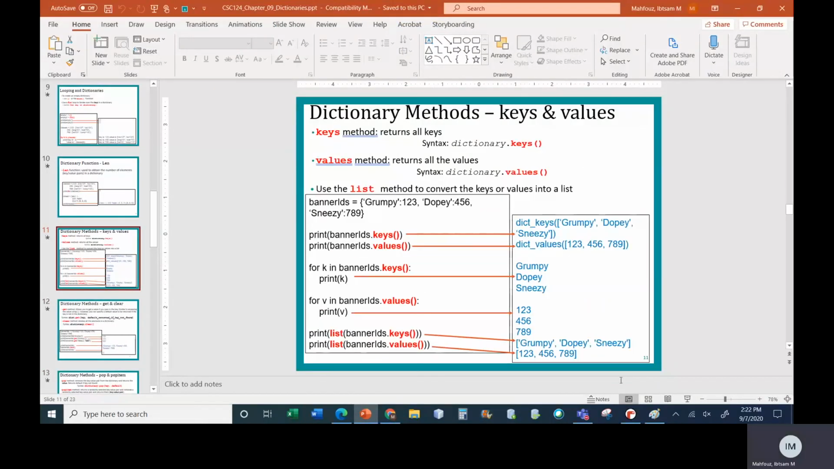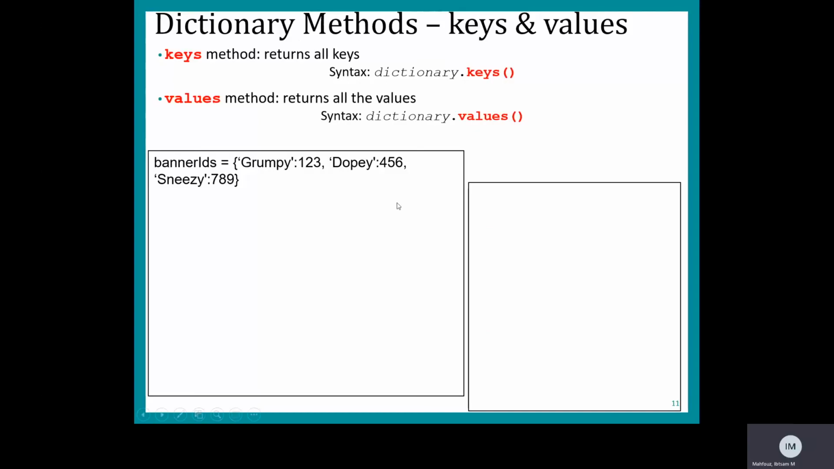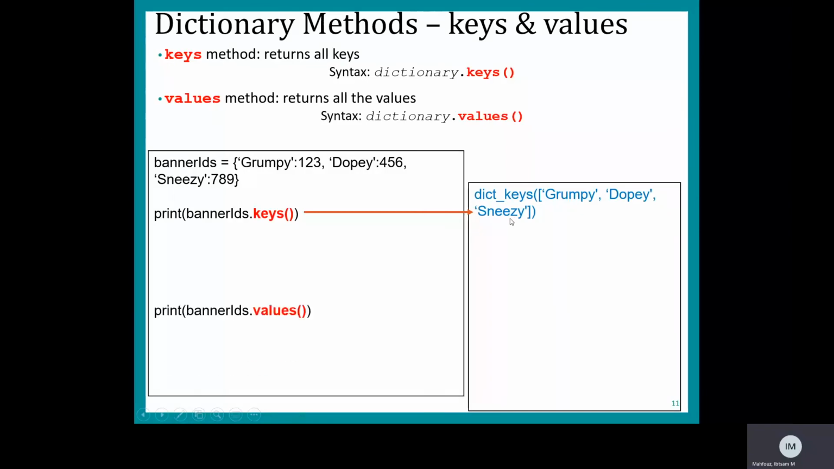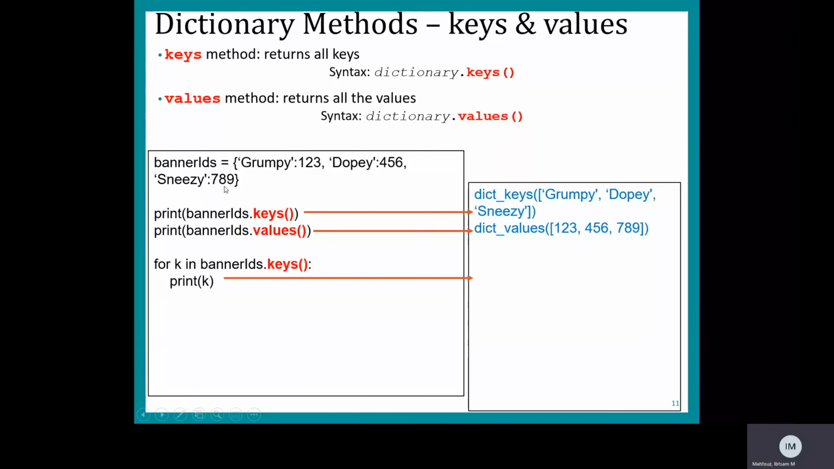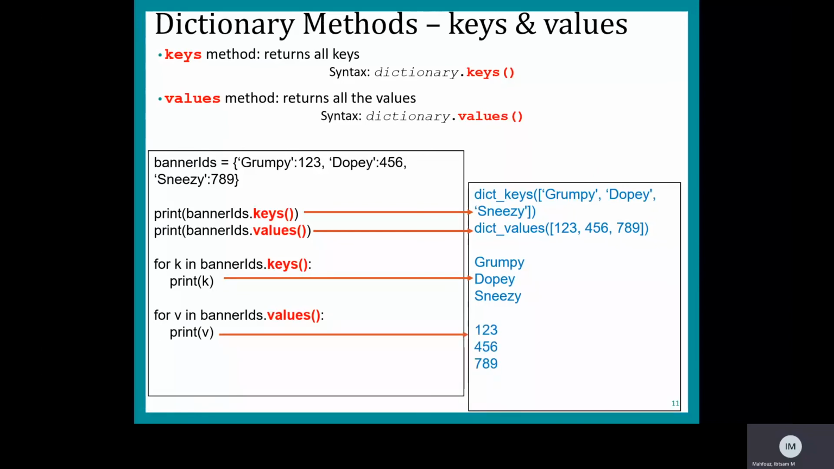Now there are other methods that give you the keys and values. So here, for example, we have a banner IDs dictionary again, and I want a list of all the keys that are there. And so it gives it back to me as a list. If I wanted all the values, it will give me all the values. So the keys were grumpy, dopey, and sneezy, and the values were 123, 456, 789. And so if I wanted to traverse all the keys and print them, I could do that. And if I wanted to traverse all the values, I could also do that. Okay, so it's just extra methods that you can use.